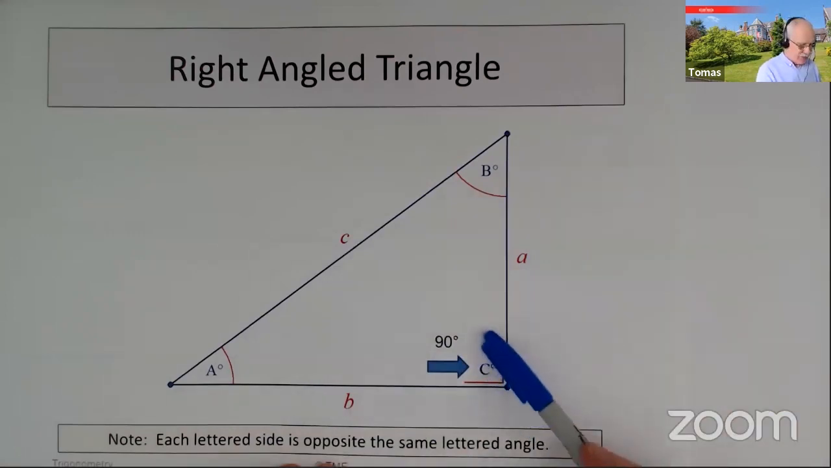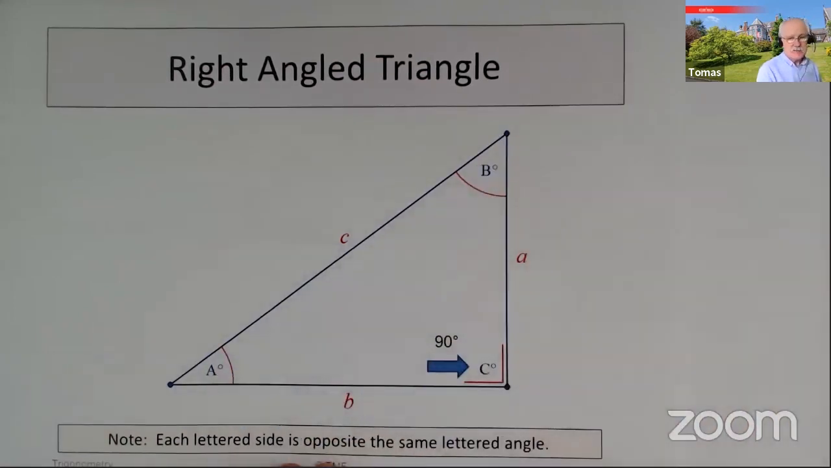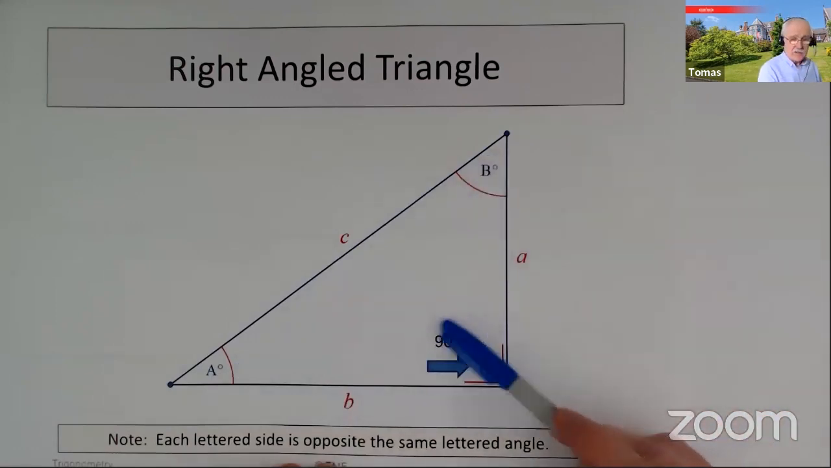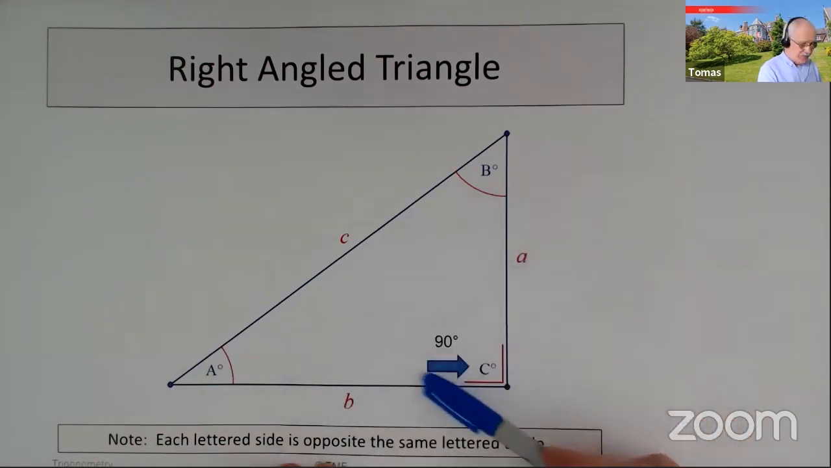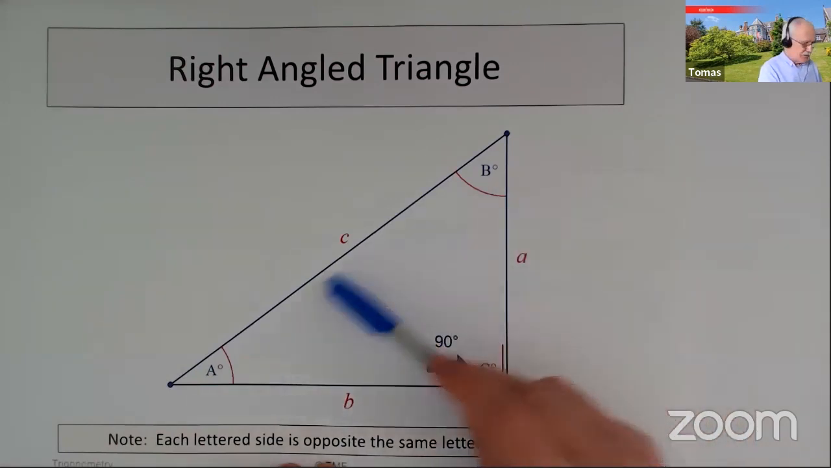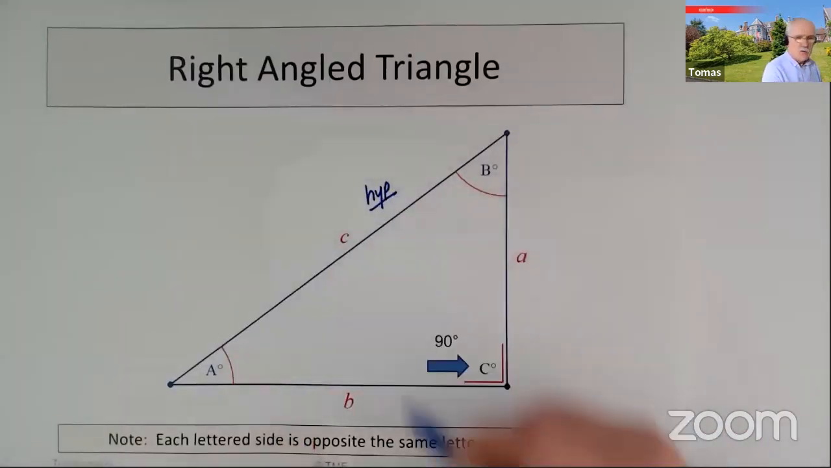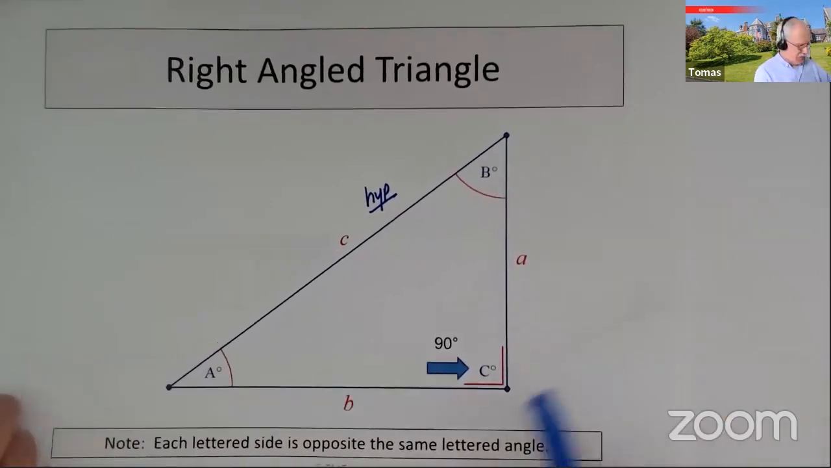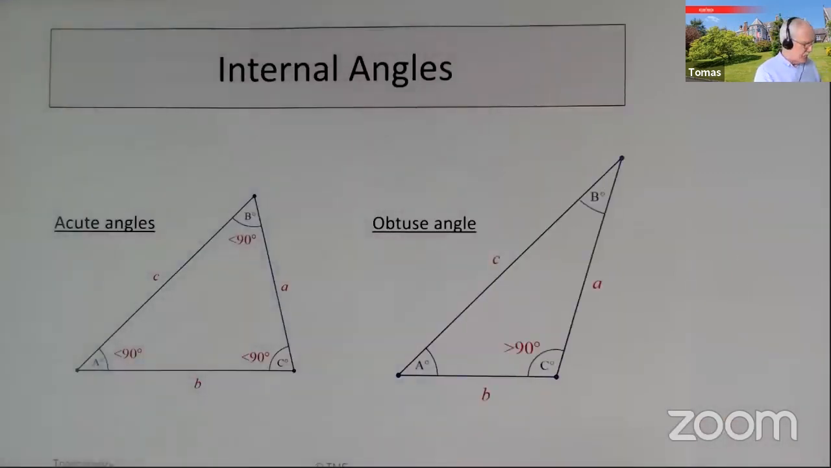The one thing that's special about the 90 degree is that this side will be the longest side. It'll be the longest side because this is the biggest angle, because there's only 90 left to share if 90 is already gone. So that'll be the longest side, and that's called the hypotenuse. Okay, so that's what we call that. Again, each lettered side is opposite the same lettered angle.